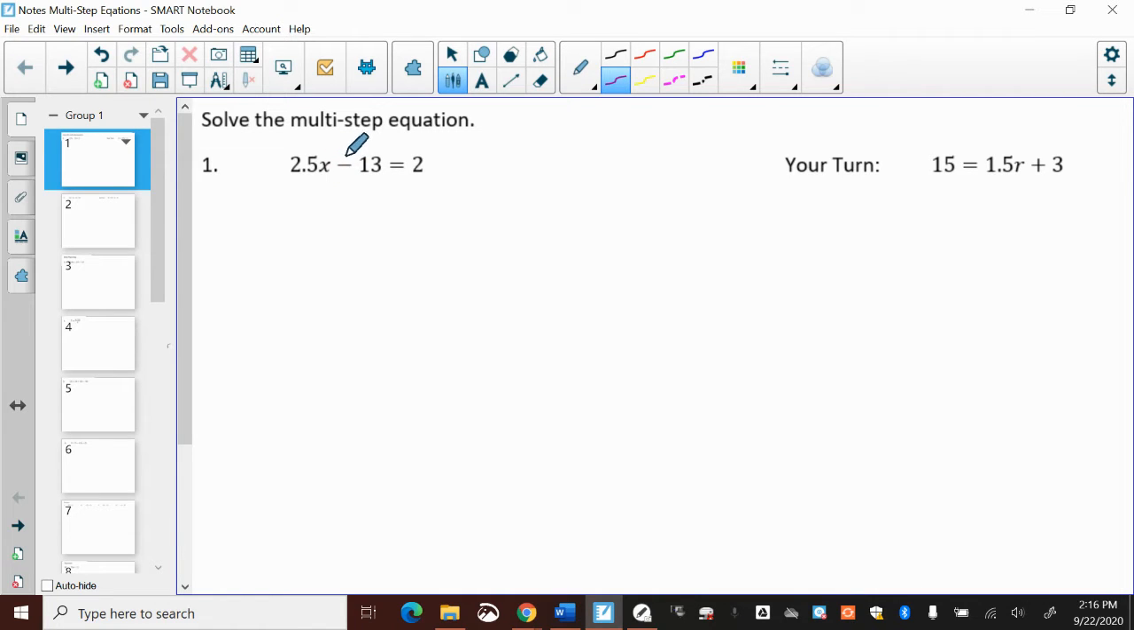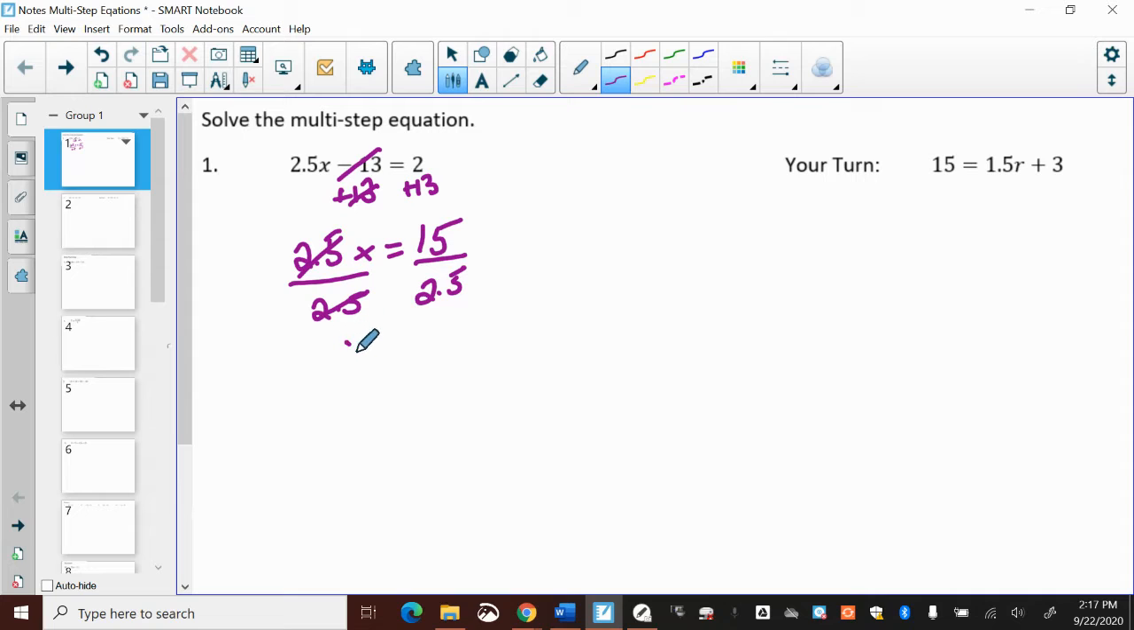We want to isolate the x. We look in front of this 13, it's a negative, so we're going to do the opposite and add. And what you do to the left, what you do to the right. That leaves us with 2.5x is equal to 15. X is now being multiplied by 2.5, and the opposite of multiplying is to divide. These guys cancel out, and we get x is equal to, what did that turn out to be? 6. And again, I did use a calculator for that.